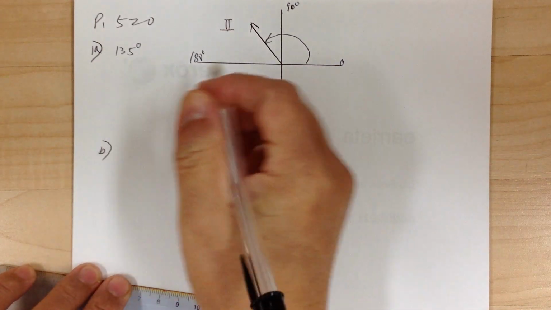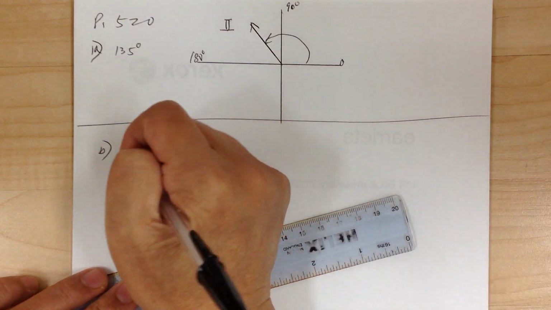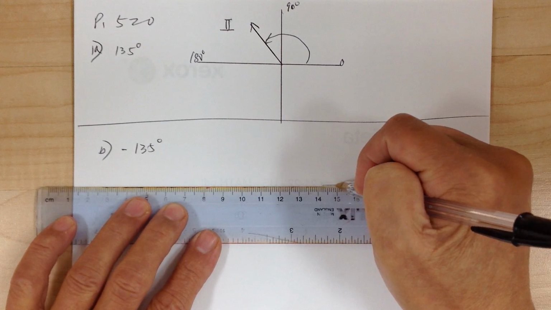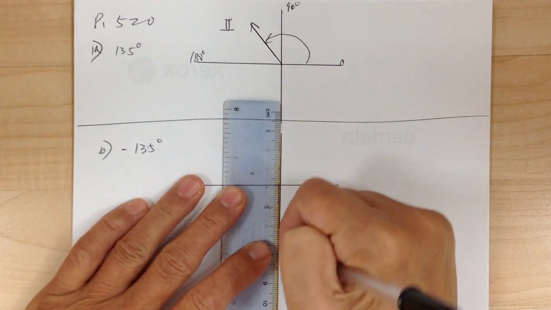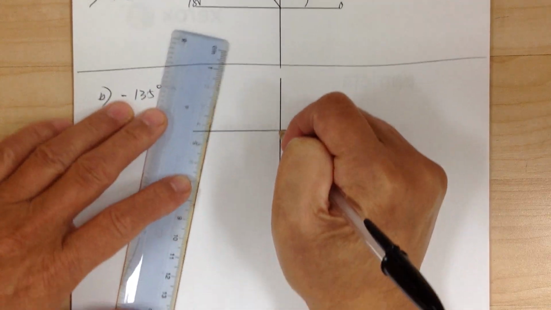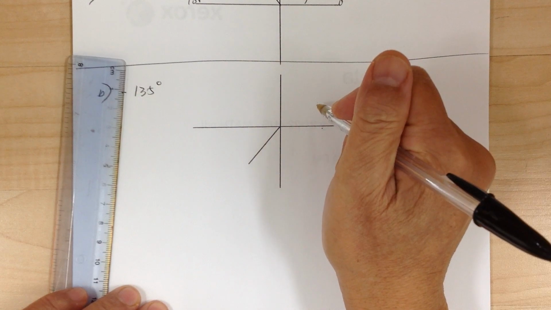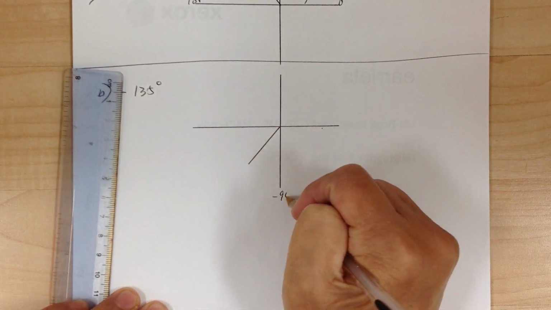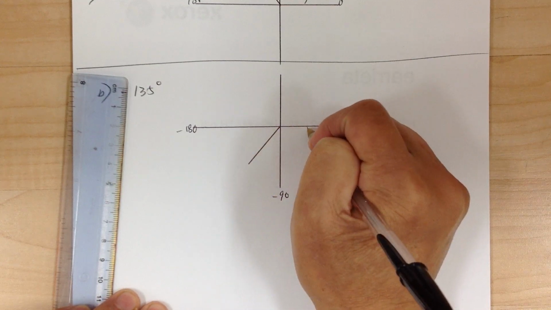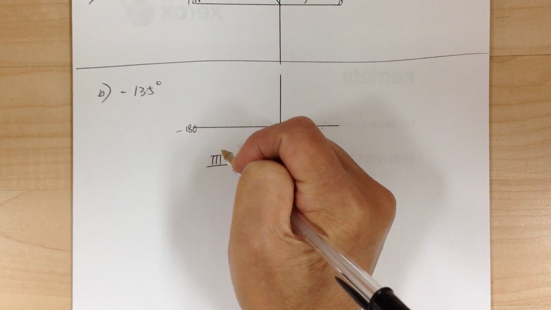Okay, for B is negative 135 degrees. So you start off here, it's going to go this way. So it'll be about right over here. Again, each quadrant is 90 degrees. So this is negative 90, negative 180. Okay, so it's halfway between. Okay. And this would be in quadrant 3.